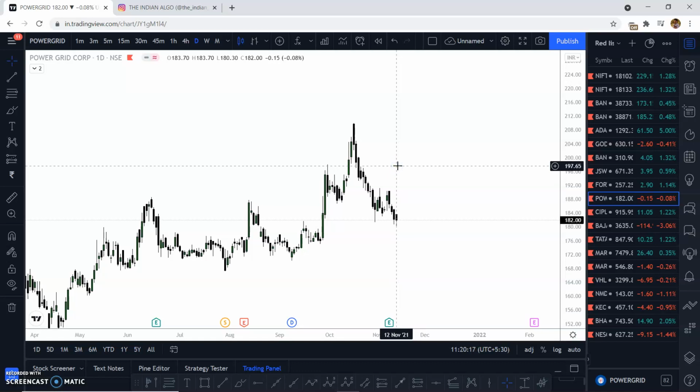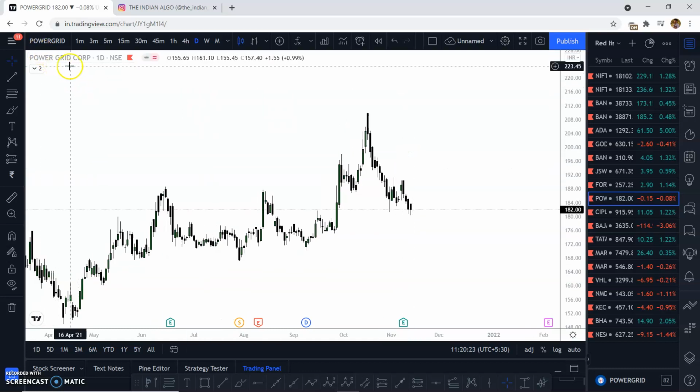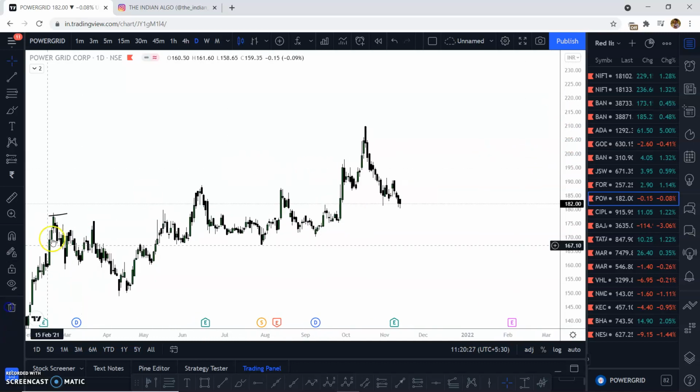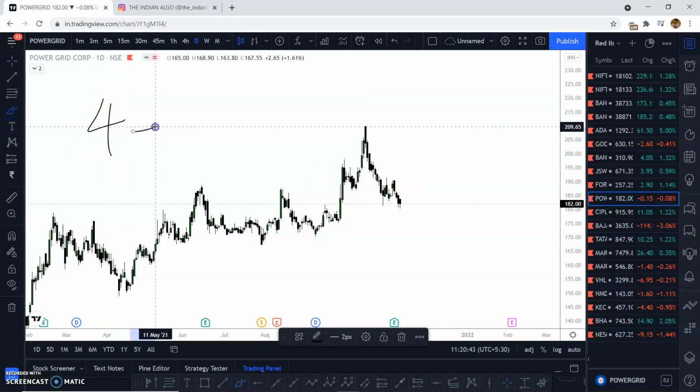So in this particular video, we'll be discussing a swing trading setup based on Wyckoff. If you can see, we have this Power Grid chart right here. And what I'll try to do is make you understand why this is one of the highest probability setups that I will probably trade in the future, and how we can make some good money out of this trade. Probably 4 to 5% of my capital in this particular trade. And how are we going to do that?